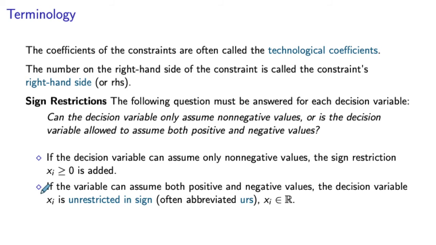And then if the variables can assume both positive and negative values, the decision variable is called unrestricted in sign. Sometimes we abbreviate it to URS, unrestricted in sign, or we just write xi belongs to the set of real numbers R. So in our case, both x1 and x2 are supposed to be non-negative. So we need to add the non-negativity in our model.